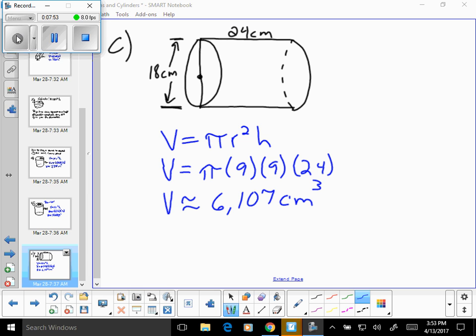How'd you do? Did you get the 6,107? If not, you better hit pause. Look carefully at what I did, look carefully at what you did, and make the adjustments that need to be made. Biggest thing here is to remember, they have given you a diameter, you only need the radius. And that concludes lesson for chapter 8-9.